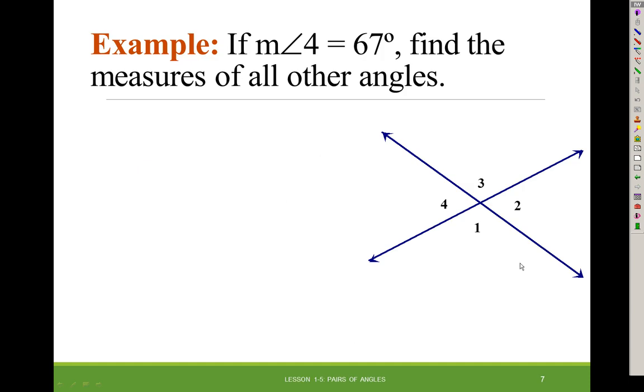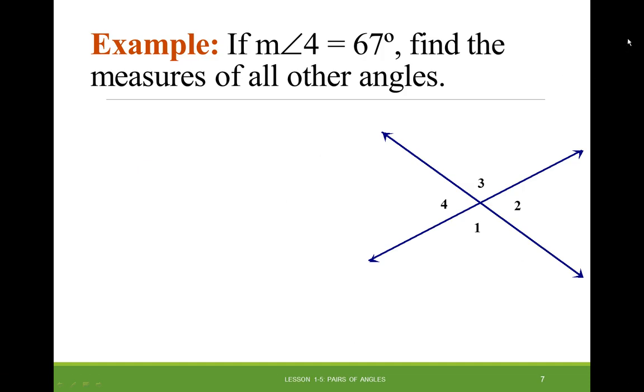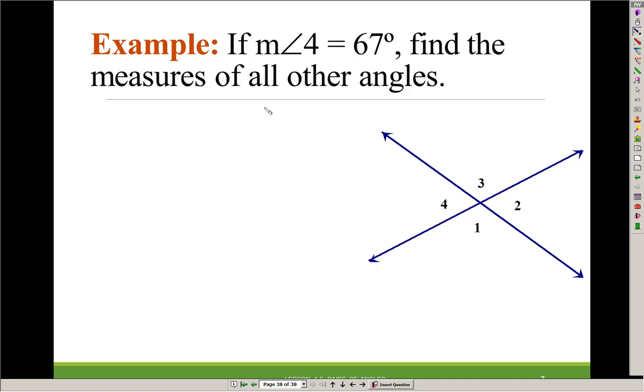So let's do some examples here. If the measure of angle 4 is 67 degrees, let's find the measures of all the other angles. So this here is a 67-degree angle. Well, I can see in the picture that I have a straight line right there, and those 2 angles form that straight line. That's a linear pair, and a linear pair is supplementary angles.